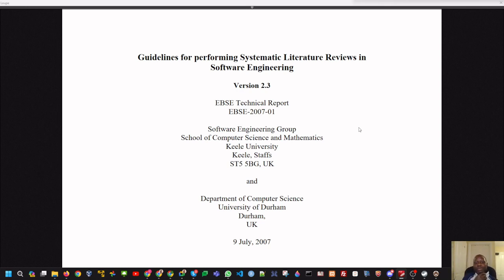I don't know, with respect to these two, there is Keele University and University of Durham, both in the UK. But the primary author here is given as Keele at the bottom there. We are not quite sure whether he works at these two universities, which is quite possible. So this is the guideline document that he is interested in.